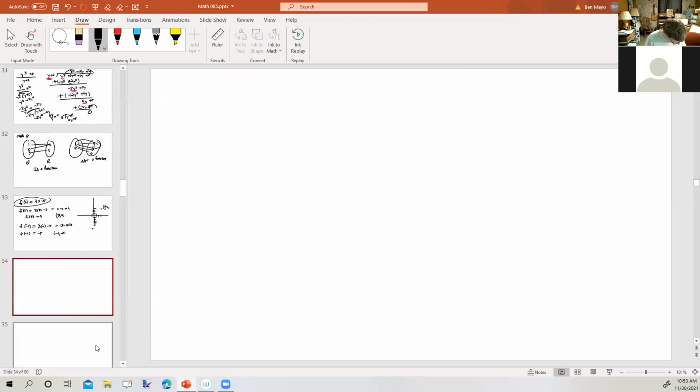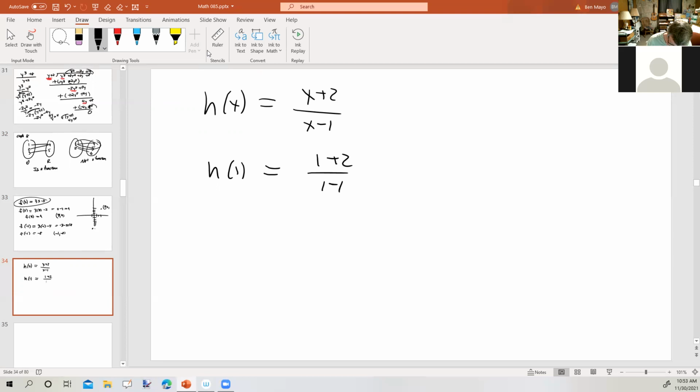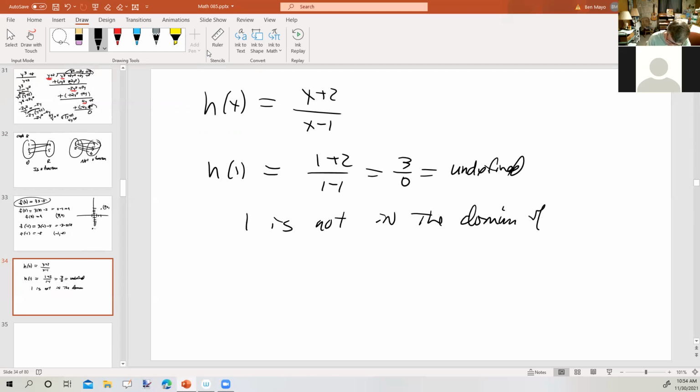Let's say you've got something like this. h of x equals x plus 2 over x minus 1, and you're asked to find h of 1. Well, that would be 1 plus 2 over 1 minus 1, which is 3 over 0, which is undefined. So 1 is not in the domain of h, because when you put 1 in, the output is undefined. It's not a real number.